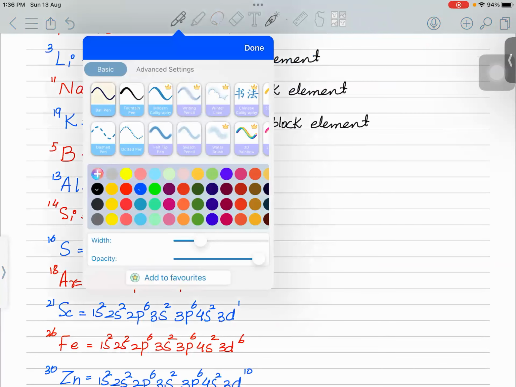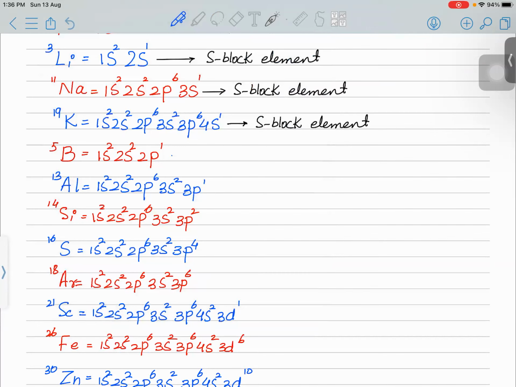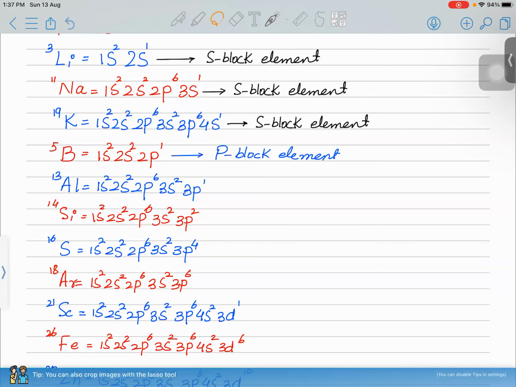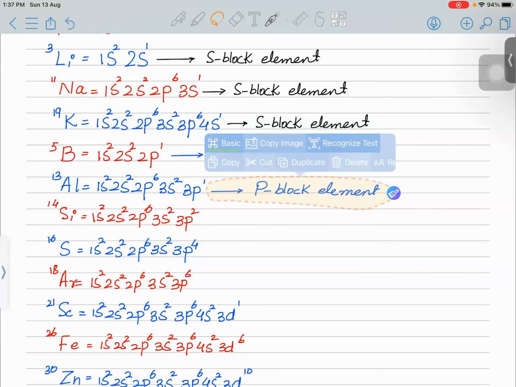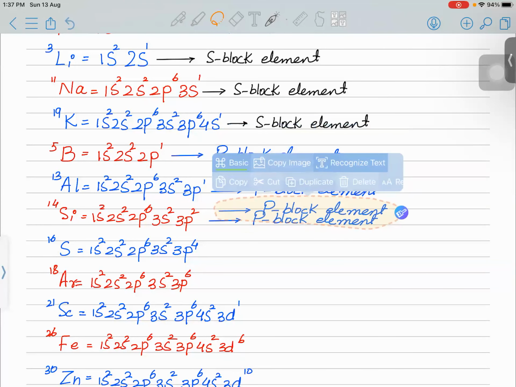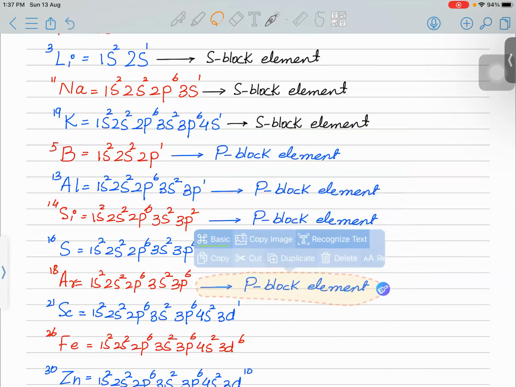Now, what about the p orbital? What about the boron? Yes, configuration ends with P. So this is called P block element. Boron is P block element. And what about aluminum? P block. Again P block. And silicon, P block again. Okay, all end with P.